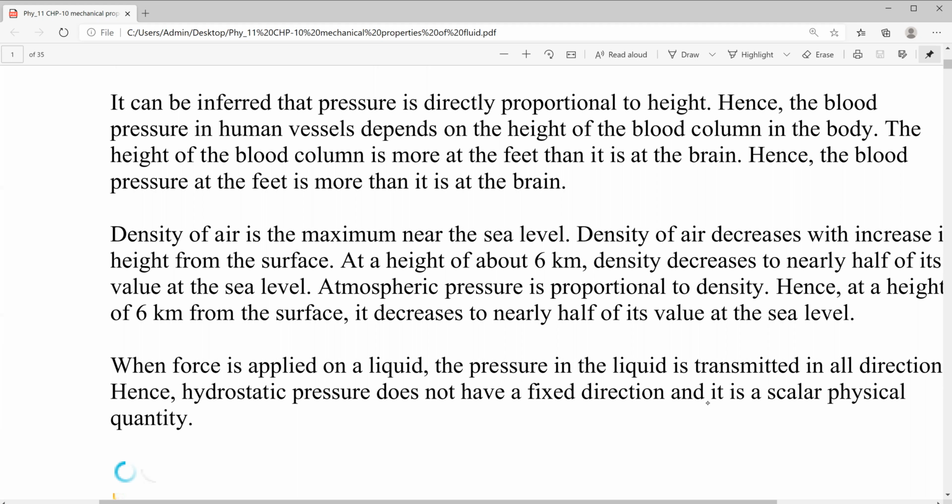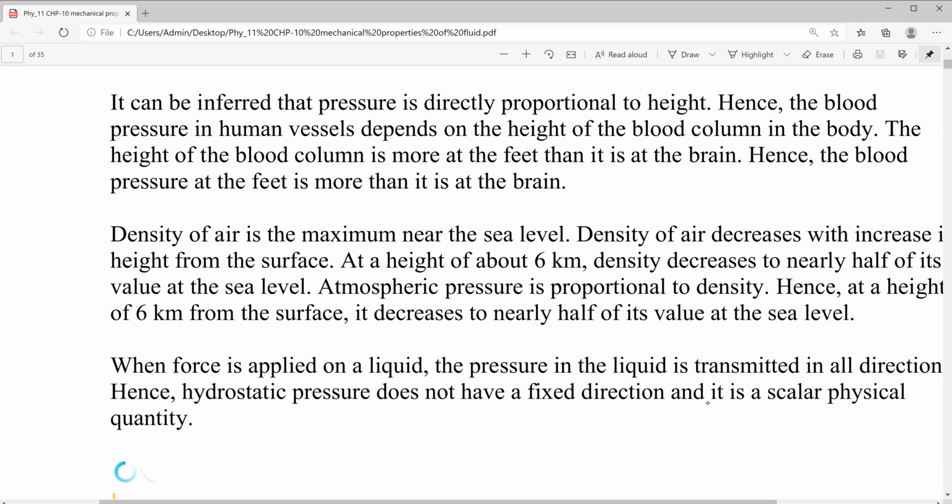Next, the density of air is maximum near sea level. The density of air decreases with increase in height from the surface. At a height of 6 kilometers, density decreases to half of its value at sea level. Atmospheric pressure is directly proportional to density, we know. Hence, at a height of 6 kilometers from the surface, the pressure decreases to nearly half of its value at sea level.